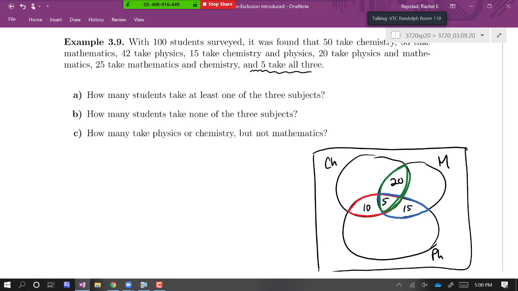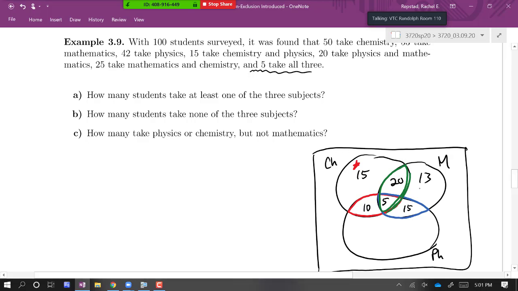Now we can move out one more layer. So this part here where I've got the star, the chemistry, those are students taking chemistry but not math or physics. So 50 students take chemistry. That includes the 35 that are there, which leaves us 15 students in that region. Then how about the math but no chemistry or physics? So we have 53 taking math, and I'm just going to subtract the 25 and 15 that are already in the math circle. So 53 minus 25 and 15, which is 40, so that's 13.